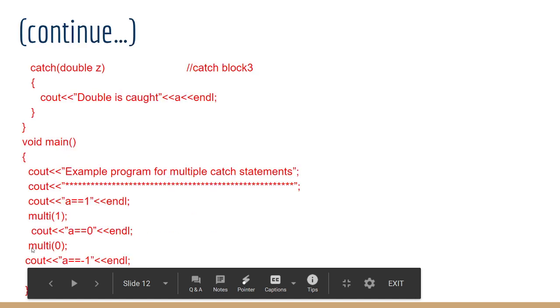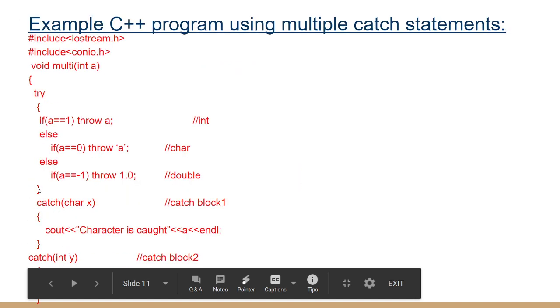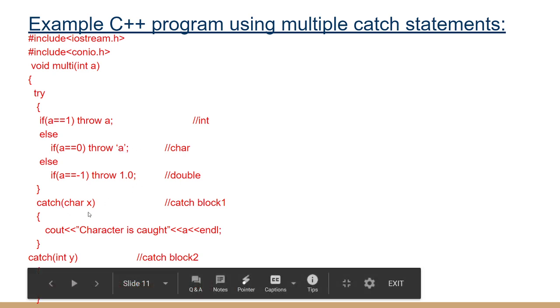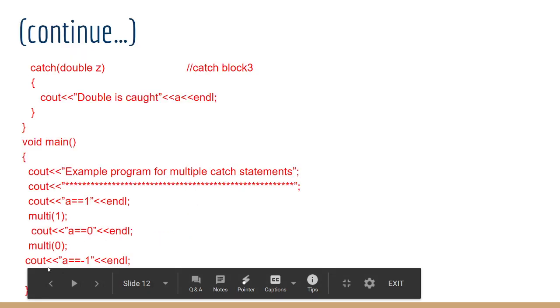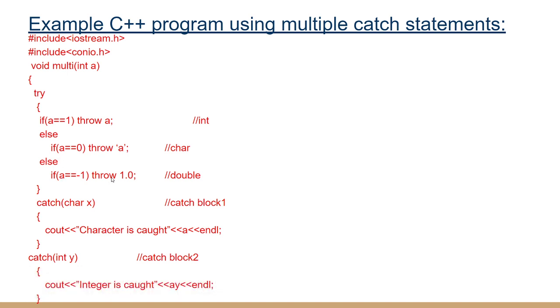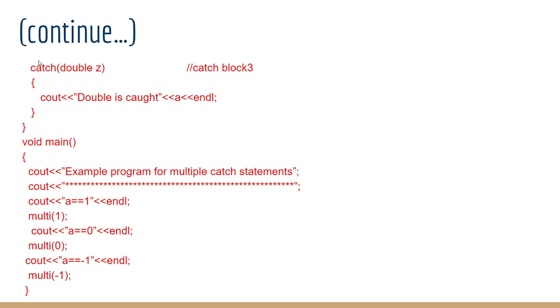In the second function call, multi of 0, the control goes to if a is equal to 0, throw a character exception object. It will match the first catch block. So the error message will be character is caught. Similarly, if a is equal to -1, it will match the double catch block. So the error message will be double is caught.